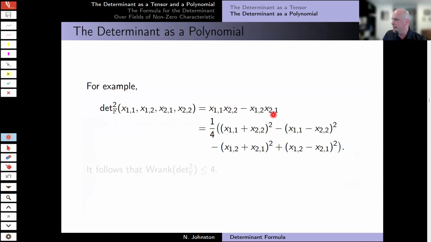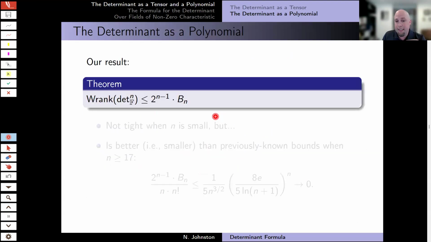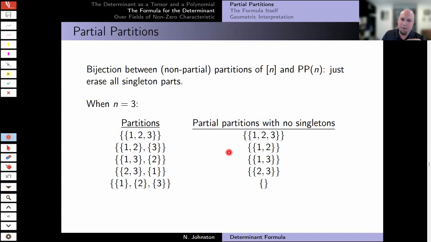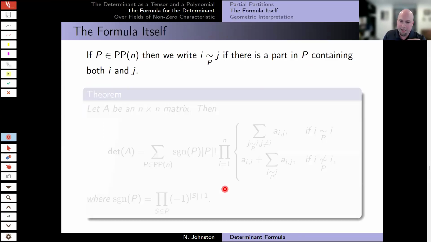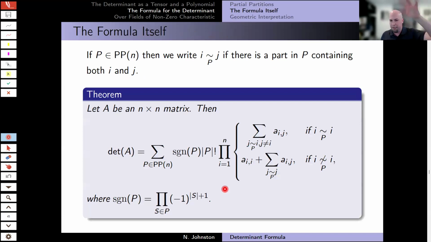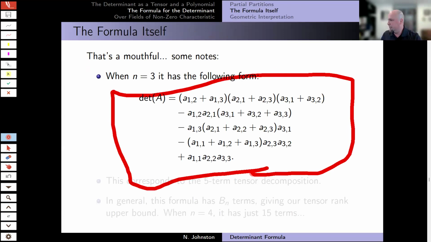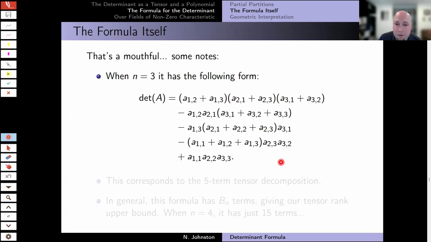So nothing different happens in that case. For n=2, there are 2 partial partitions with no singletons: the partition that contains everything, and the partition that contains nothing, and those correspond to these 2 terms here. And then for n=3, you can ask what happens in this formula. This time we have 5 partial partitions with no singletons. If you go through all this ugly junk and write down what formula you get, this thing right here is what that previous formula was in the n=3 case.